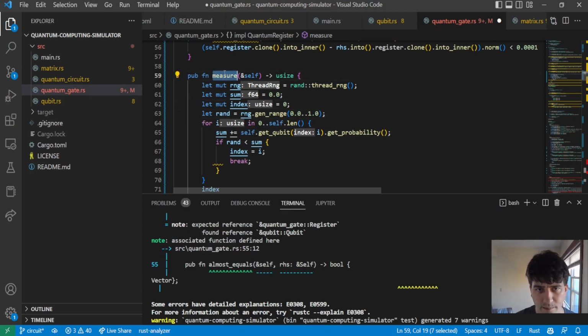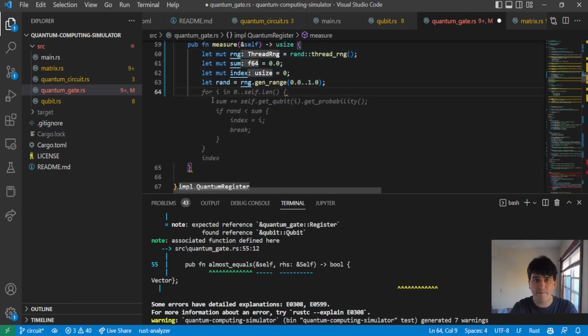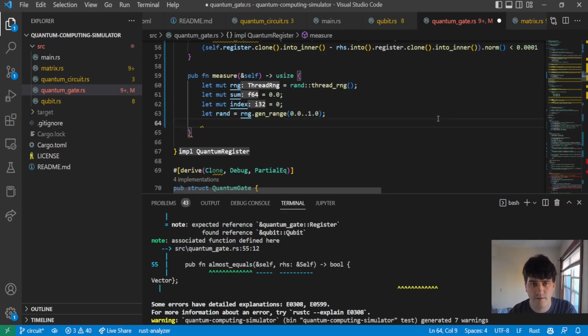Cool, so we've implemented this measure function. When you measure a register, just like if you measure a qubit, it's going to collapse the register into the state that you measure. So let's see here. I don't like this function that GitHub tried to write for me, so we're going to get rid of that. What do we want to do if we're measuring a qubit?